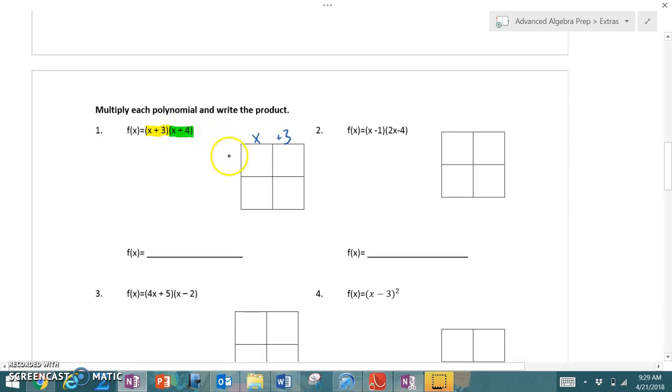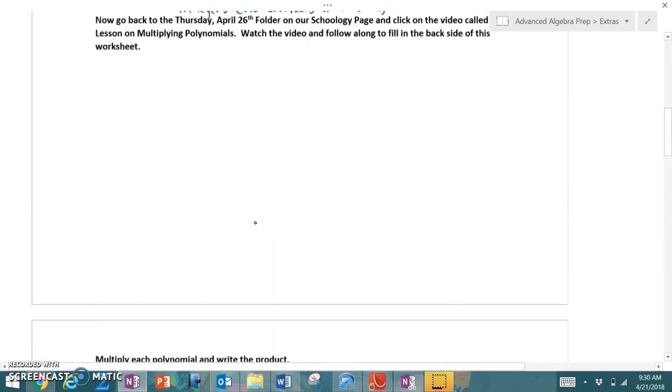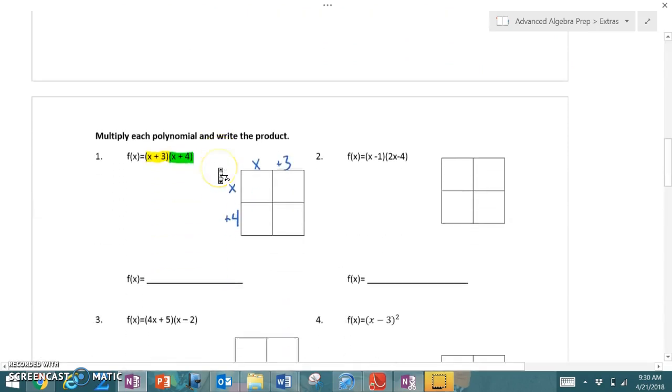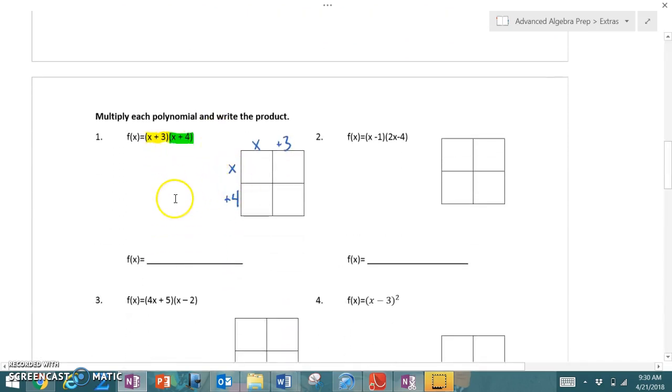And so the width is the x, or the length, I guess. The other one is the x plus 4, so this box can be the x, and this one can be the plus 4. Just like we broke apart on the previous example, the 62 into 60 plus 2, and the 84 into 80 plus 4, this is actually a little more straightforward because it's already broken apart into parts for us. So we put the x on one box, the 3 on the other, the x on one box, the 4 on the other.